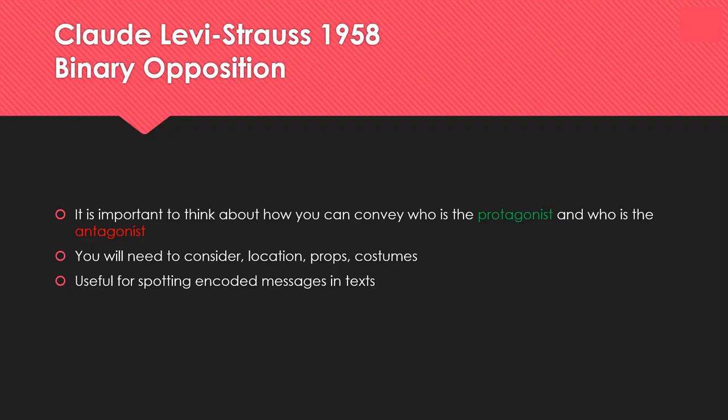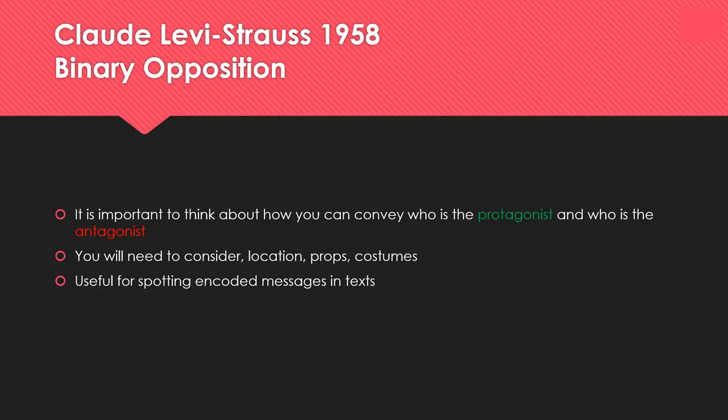So the main purpose behind binary opposition, I personally think that every film kind of needs some sort of bad guy in it, because without that, the narrative just feels a little bit boring. It's important to think about how you can convey the protagonist and who is the antagonist. What kind of things does it make clear so you know who the good guy is? What sort of things are in there?